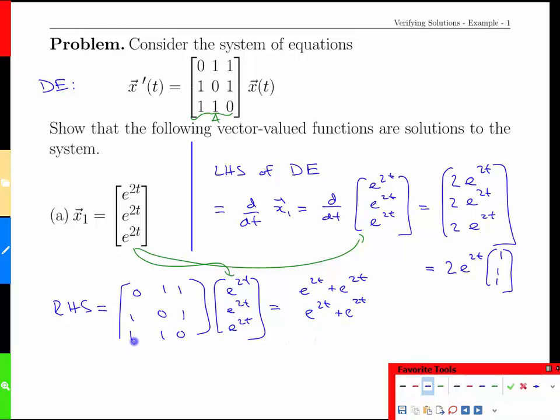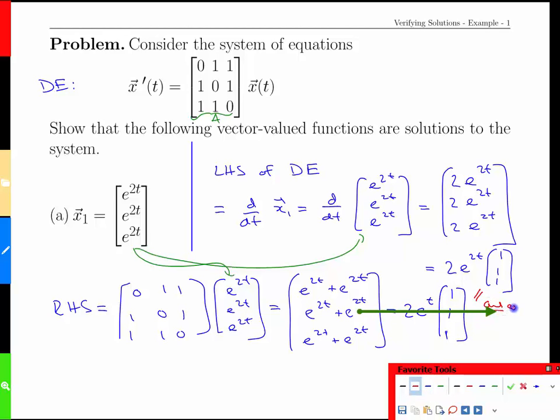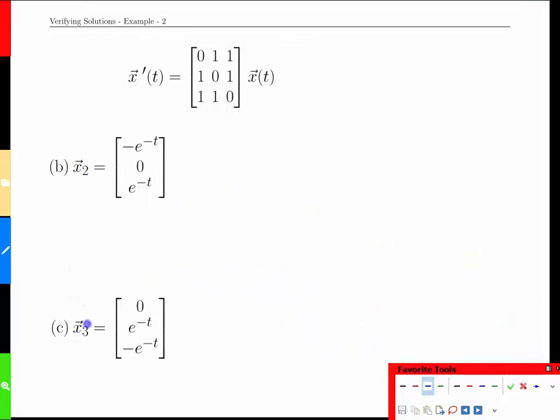I think you can see where this is going. And then we'll have e to the 2t plus e to the 2t plus 0. So I'll have 2 e to the 2t's. And just saying that out loud made it real. We'll have 2 e to the 2t's times 1, 1, and 1. And these are equal. And so we get a check mark.